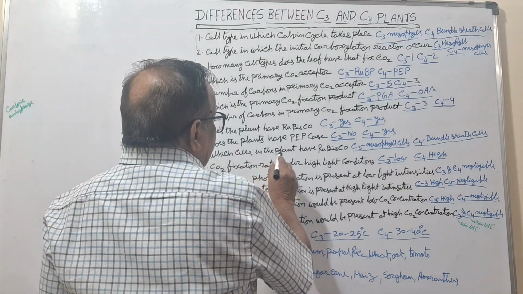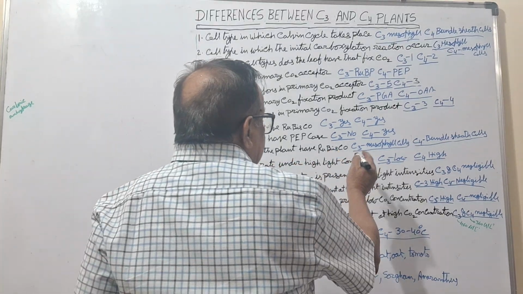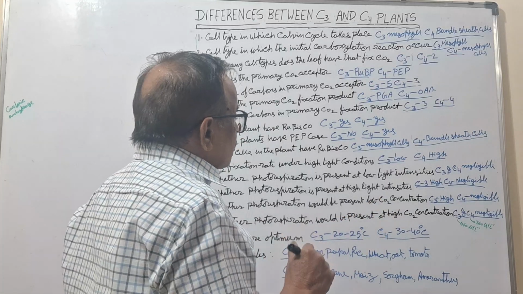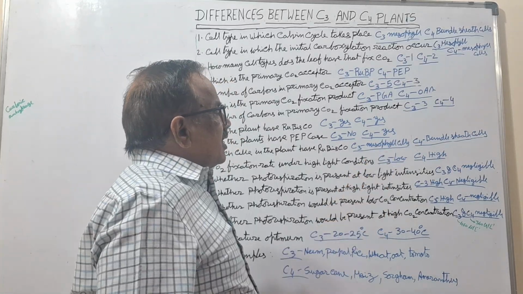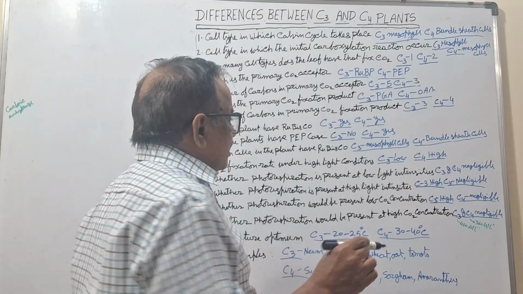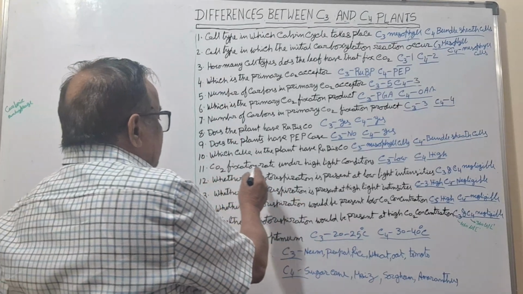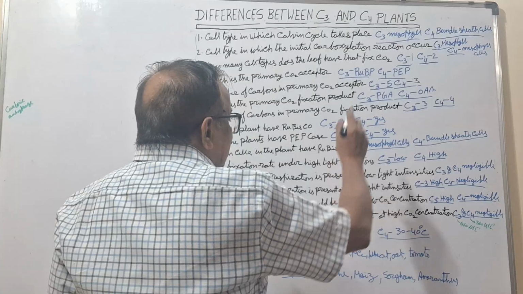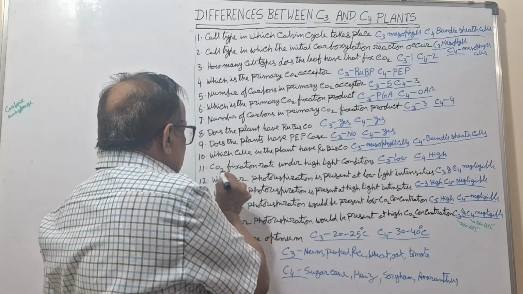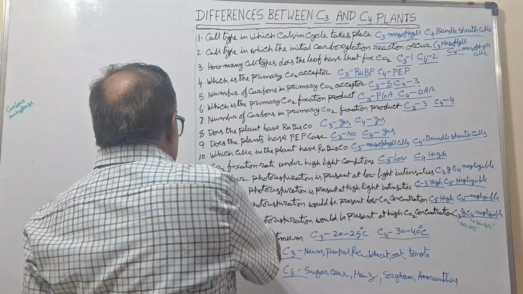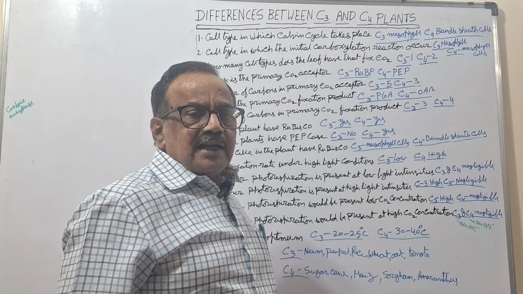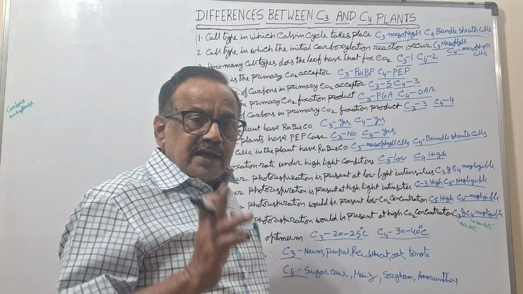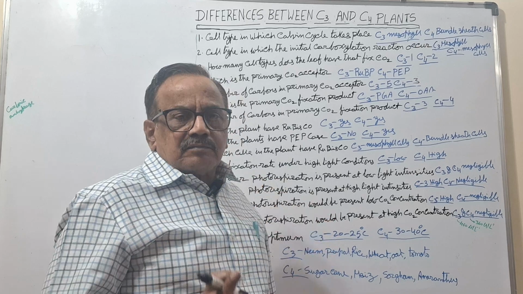Next, which cells of the plant have Rubisco? C3 plants have Rubisco in the mesophyll cells, whereas C4 plants have it in the bundle sheath cells, as I already discussed. And the carbon dioxide fixation rate under high light condition: this is the most important bit. High light condition, what happens? High light is followed by temperature; light and temperature are not different, both will come.